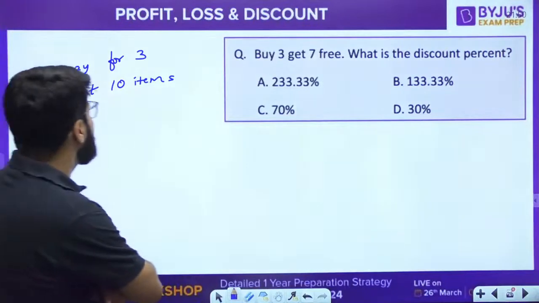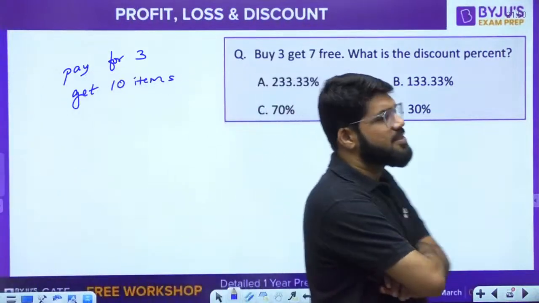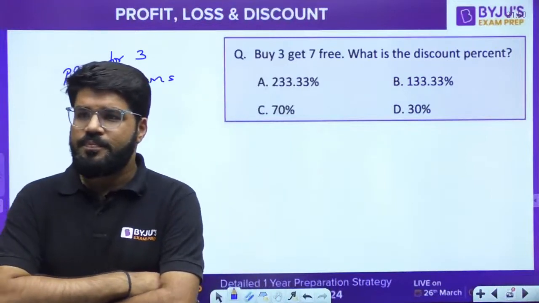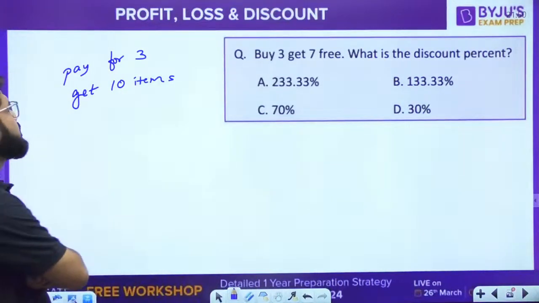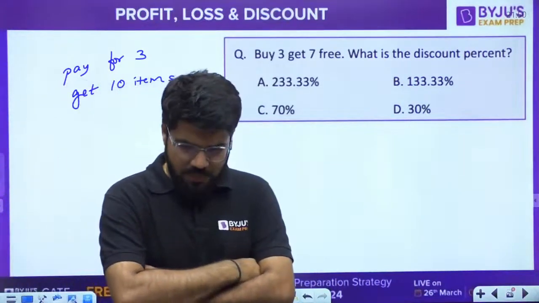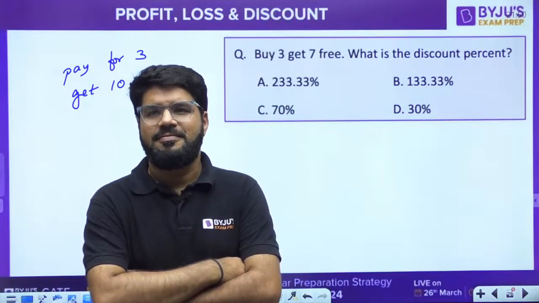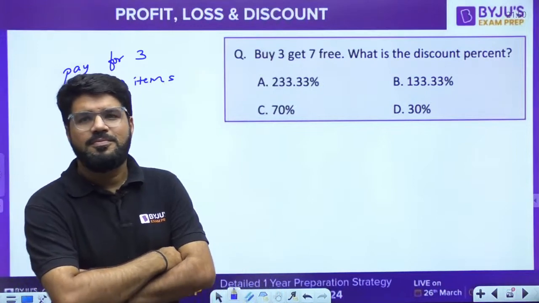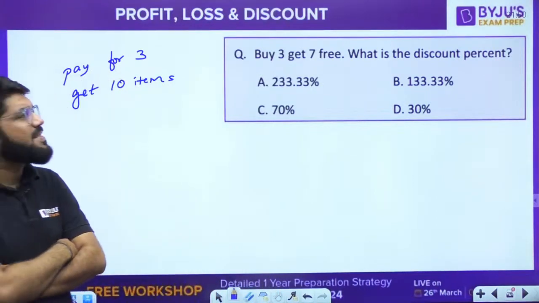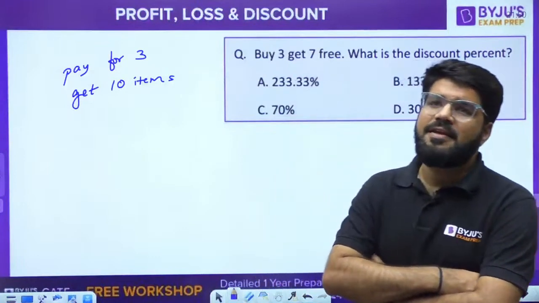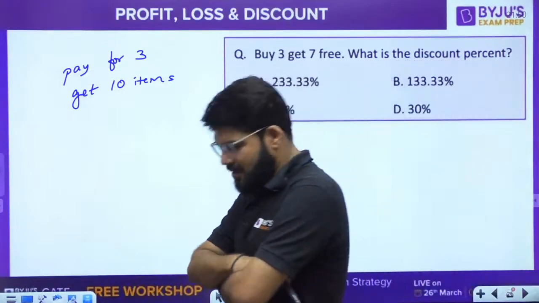Get 10 items, pay for 3, get 10 items. What is the discount percentage? How will we find it? Think about this and get me. It's an interesting question, the type of things that you see in the malls. Buy 3, get 5 free. Buy 3, get 7 free.